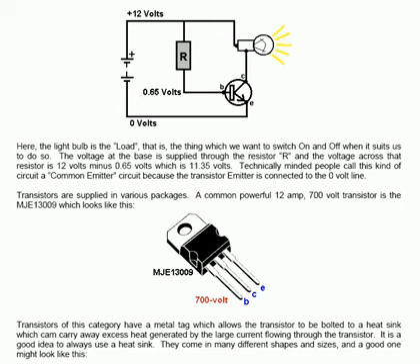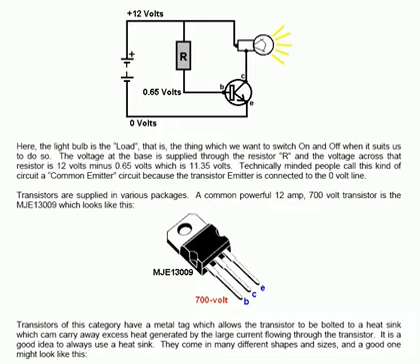Transistors are supplied in various packages. A common powerful 12 amp 700 volt transistor is the MJE13009, which looks like this. That's the way that it's packaged. It's got 3 pins coming out of it: base, collector and emitter, and it is a common packaging method to put it like that.